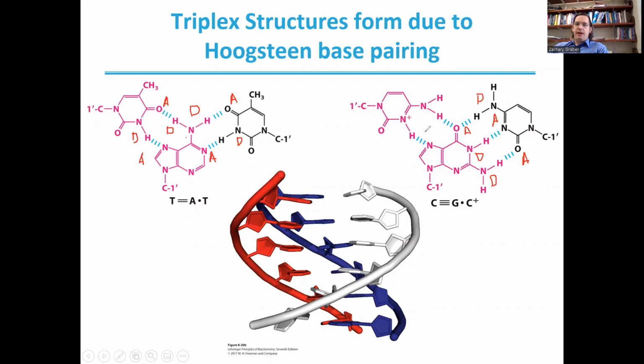And on the other side, we have a modified cytosine. So this cytosine is protonated to create an additional donor and donor, which matches up with our acceptor here on the top of our carbonyl, and again, that additional acceptor of our nitrogen on our 5-membered ring. This sort of triple base pairing we refer to as Hoogsteen base pairing.